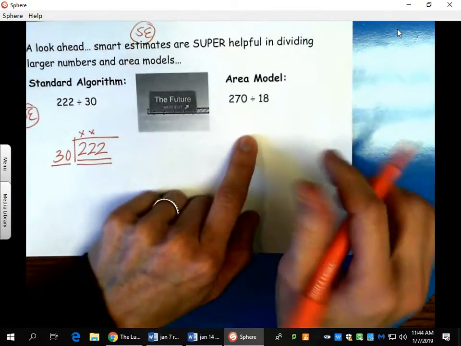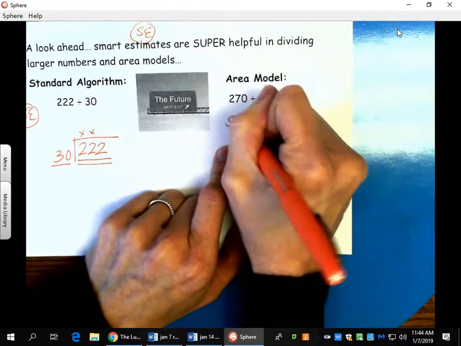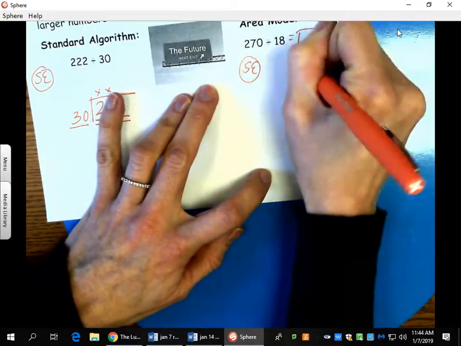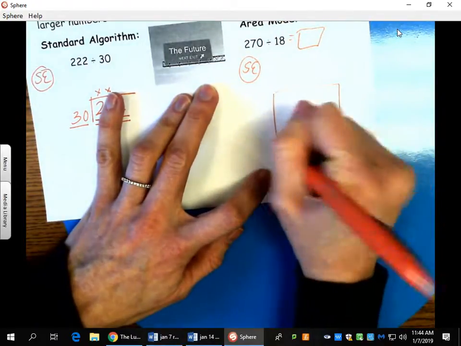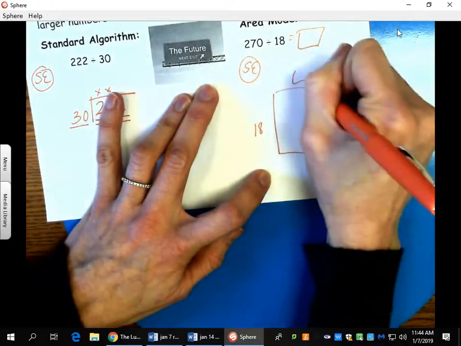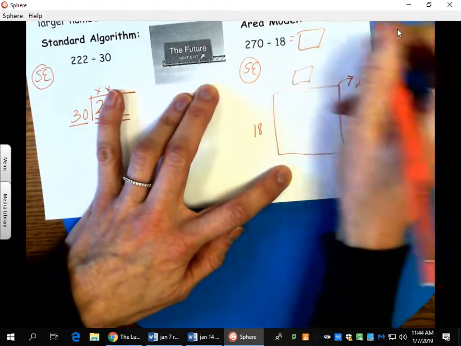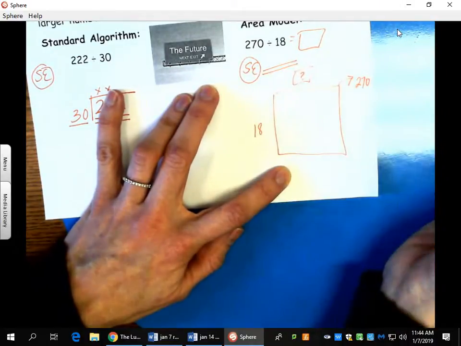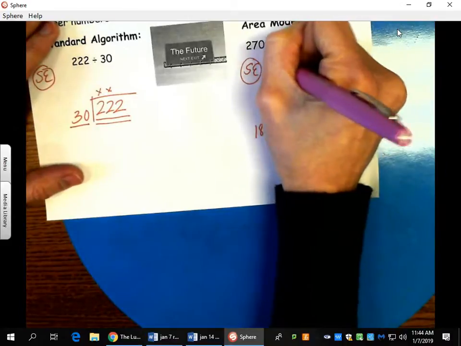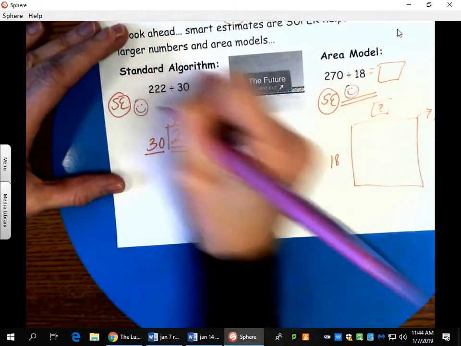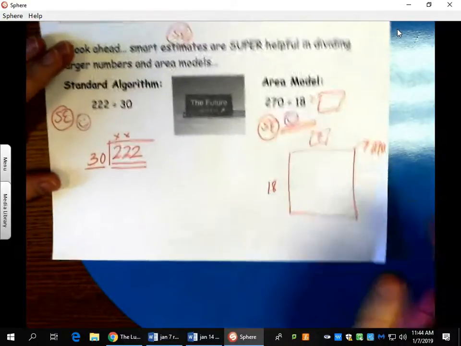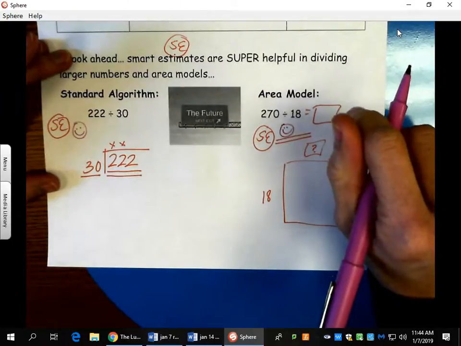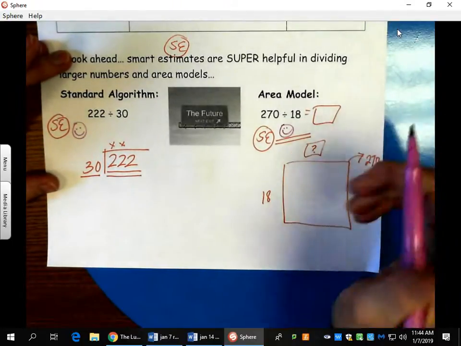Also, with your area models, if you make a smart estimate and then you go to say, okay, something times 18 is 270. So I've got 18 here times something, and it's going to get me 270. I don't even know where to start. But if you make a smart estimate, these smart estimates give you a good clue as to where to start. So they're very important. It's not just something that I'm making you do just because it's lesson 5-2 and you have to do it. It's actually very beneficial.